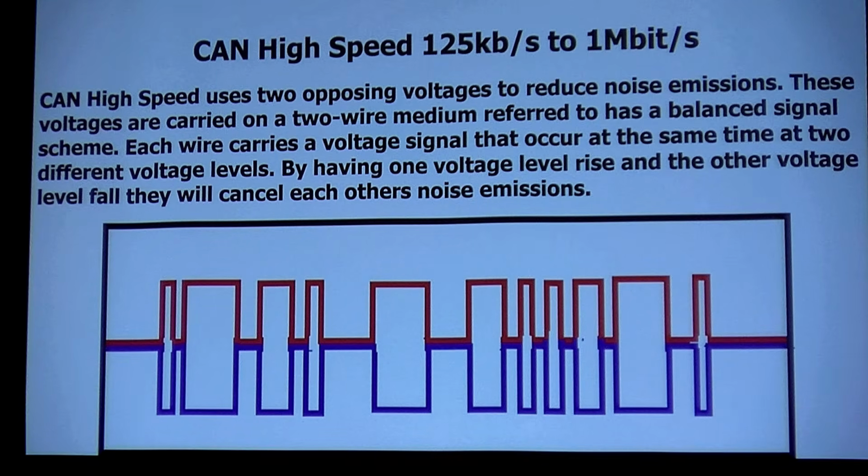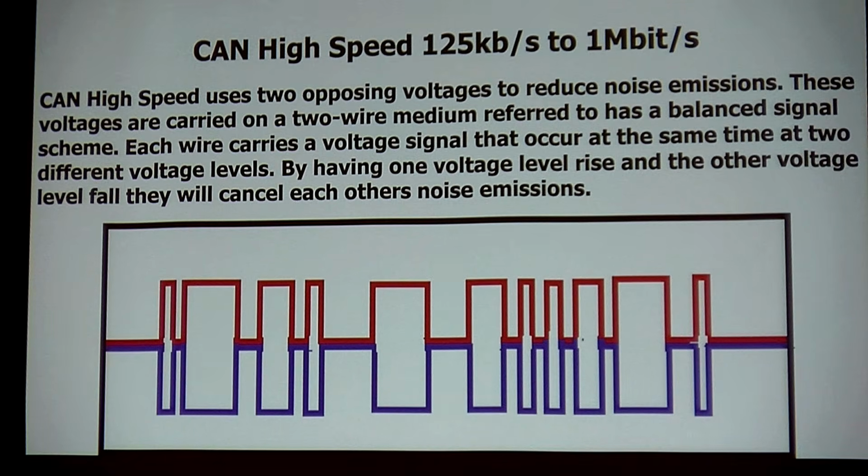The CAN high speed uses two opposing voltages. This is to reduce emissions, guys. Remember how we first talked about, in the pulse width modulating and variable, that we have too many edges, and these edges make radiated emissions? Anytime you have a really fast changing edge in any electronic structure, you have radiated emissions from it. The faster the edge changes, the more noise you got. Well, we don't want noise on here.